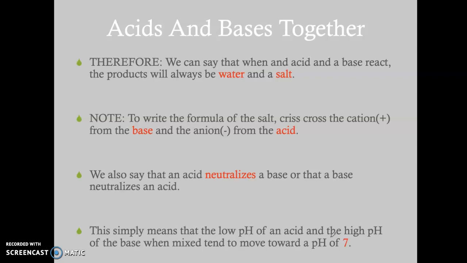So what we say then is when an acid and base react, the products will always be a water and salt. So to write the formula, crisscross the cation and the anion to form the acid. We won't really worry about that now, but remember those words crisscross. We also say that an acid neutralizes a base or a base neutralizes an acid. So what that means is that a low pH of an acid and a high pH of the base when mixed together tend to move together towards a pH of 7.